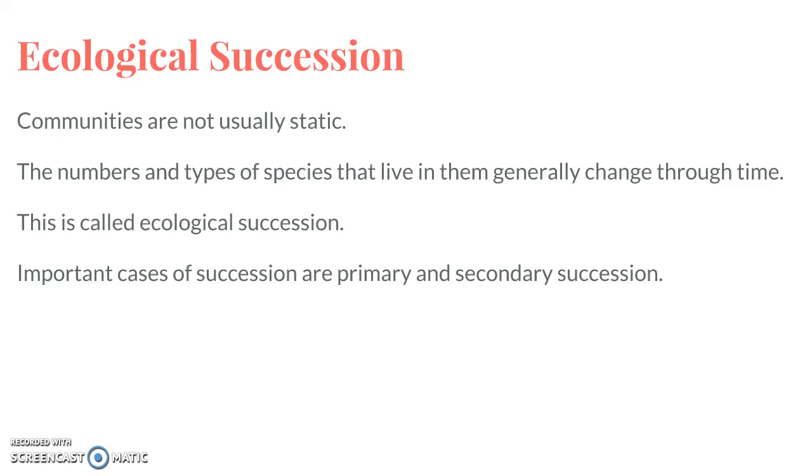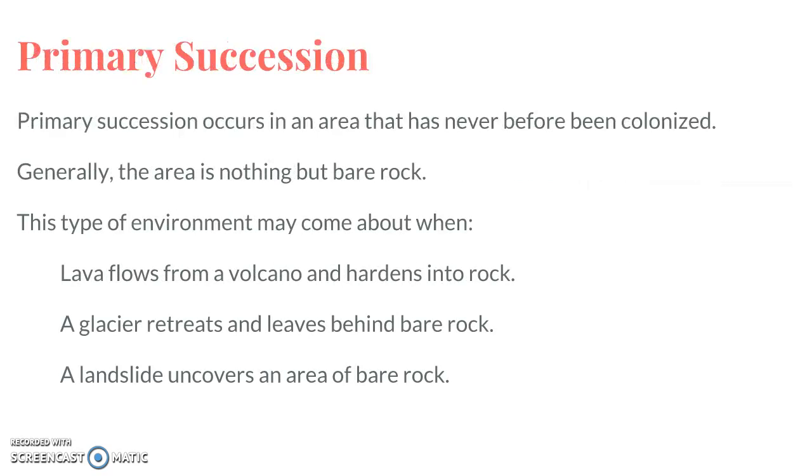Ecological succession. Communities are not usually static. The numbers and types of species that live in them generally change through time. This is called ecological succession. Important cases of succession are primary and secondary succession. Primary succession occurs in an area that has never before been colonized. Generally, the area is nothing but bare rock. This type of environment may come about when lava flows from a volcano and hardens into rock, a glacier retreats and leaves behind bare rock, or a landslide uncovers an area of bare rock.